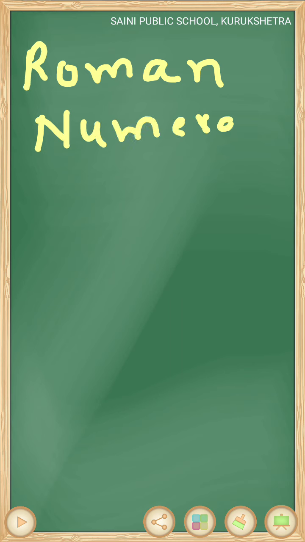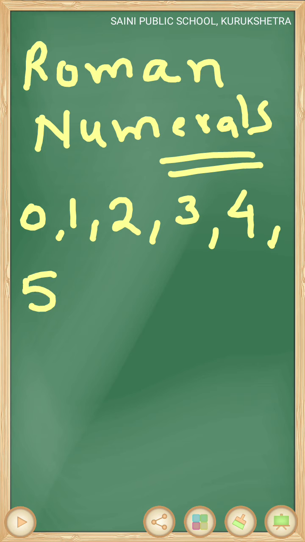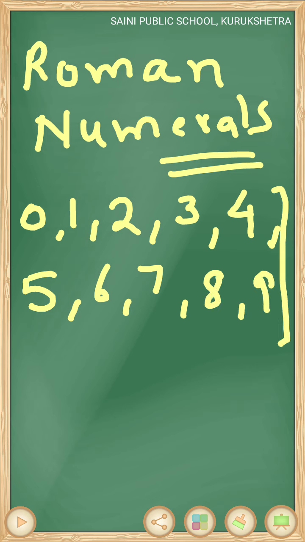In mathematics, we use 10 digits to write large numbers. These digits are 0, 1, 2, 3, 4, 5, 6, 7, 8 and 9. We can write large numbers by using these 10 digits.